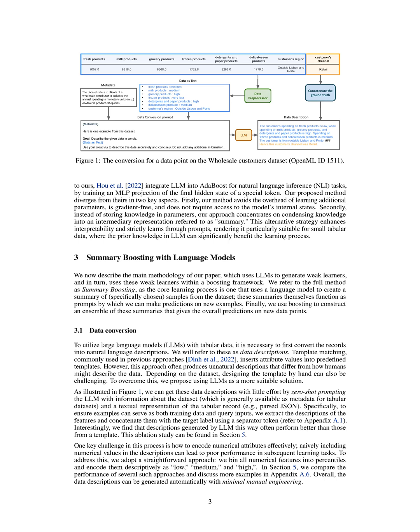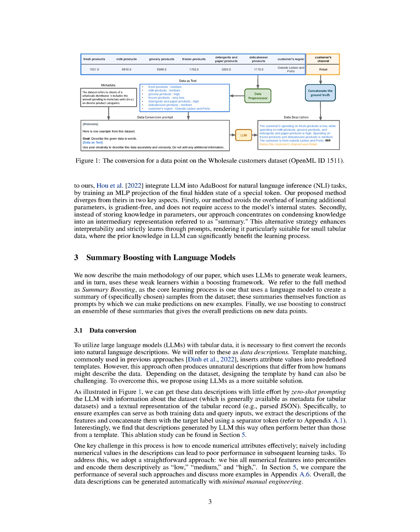A major challenge we encountered was the effective encoding of numerical attributes. Simply including numerical values in the descriptions can degrade performance in subsequent learning tasks. To tackle this issue, we group all numerical features into percentiles and descriptively encode them as low, medium, and high. After comparing the performance of several such methods, we found that the data descriptions could be automatically generated with minimal manual intervention.